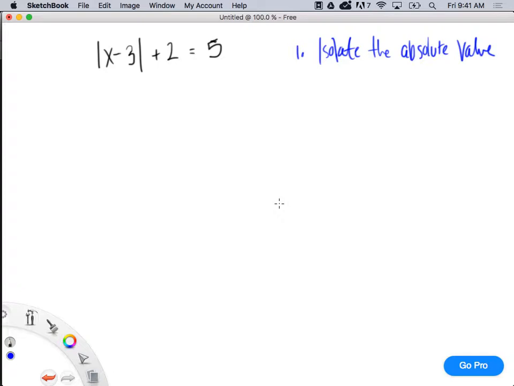Okay, so we isolate the absolute value. It means we get it by itself, right? So if I want to get this absolute value by itself, what should I do? Subtract 2 from both sides. Okay. I end up with the absolute value of x minus 3 equals 3.